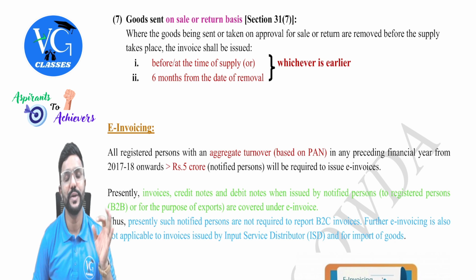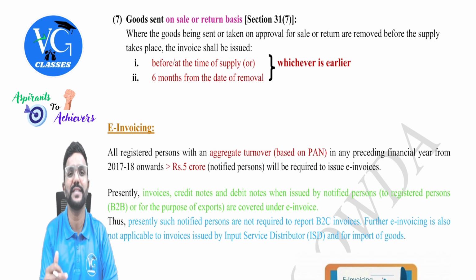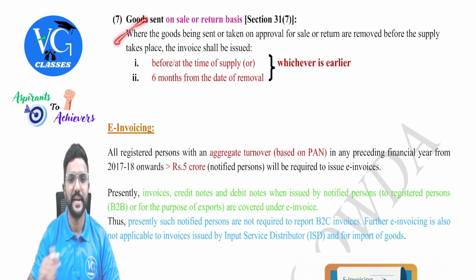So in that case, should the supplier issue invoice? Yes. Even though it is not actually a supply, still he has to issue invoice. It is considered to be a deemed supply for GST purpose, guys. Okay, means indirectly they are trying to tell, don't give more than 6 months time to the recipient to accept the goods. Okay, let me read it.